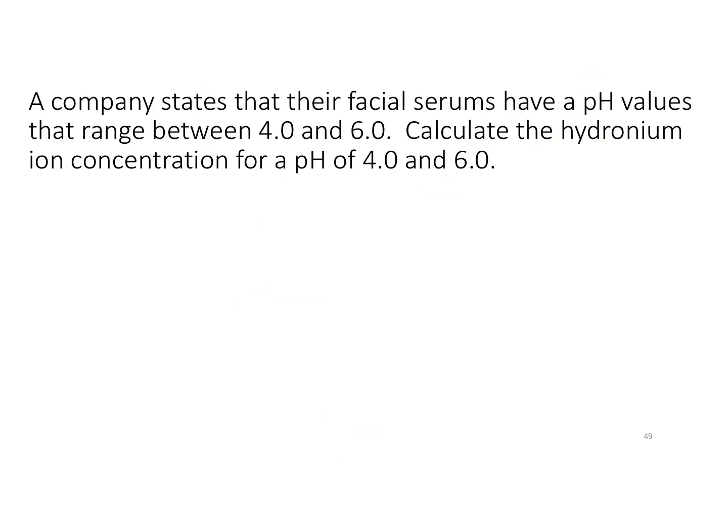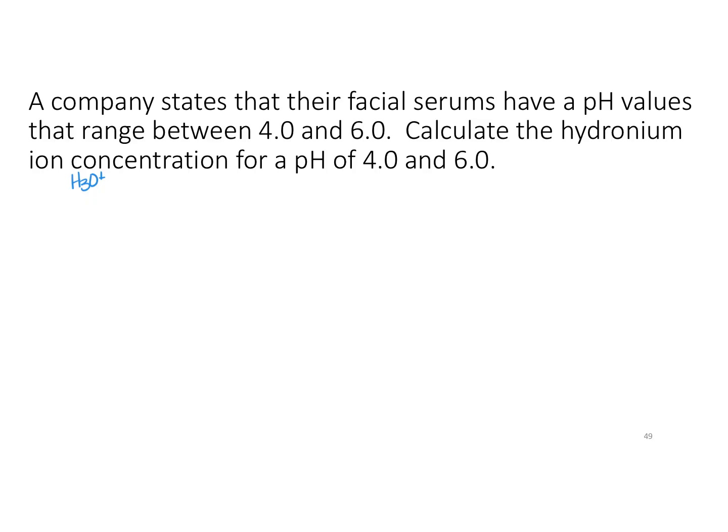We have a company, and it states their facial serums have a pH value that ranges between 4 and 6. I found a company that gave all the pH values online. They ranged between 4 and 6. And so we're going to calculate the hydronium ion concentration, that H3O+ concentration, for a pH of 4 and a pH of 6 and see what that range is, right? Because a lot of times in our mind, we think, well, that's just 2 pH units. That's not that big a deal, okay? And because this is based on a log scale, it's actually quite large.